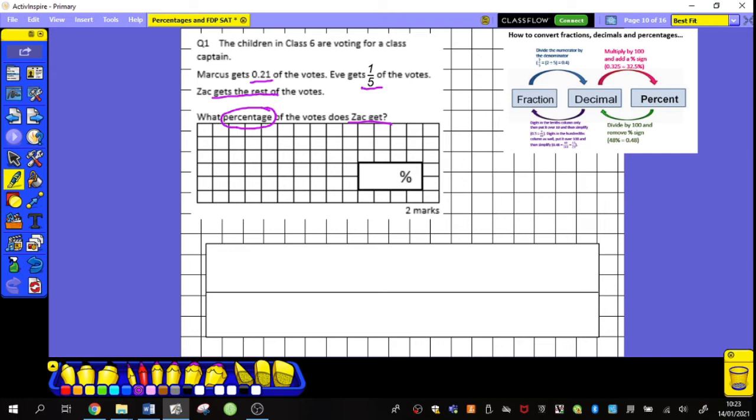Because my answer is a percentage, and I personally find it slightly easier to work in percentages, they're more friendly to say, I'm going to put the whole number of votes as 100%, that is the whole. Marcus gets 0.21, and in a moment I'm going to convert that into a percentage because it is asking me for a percentage answer. Eve gets 1/5, and again I'm going to convert that in a moment. And Zach gets the rest, so Zach gets this bar that is remaining. Hopefully once I've converted the other two into percentages, I can figure out what that is.